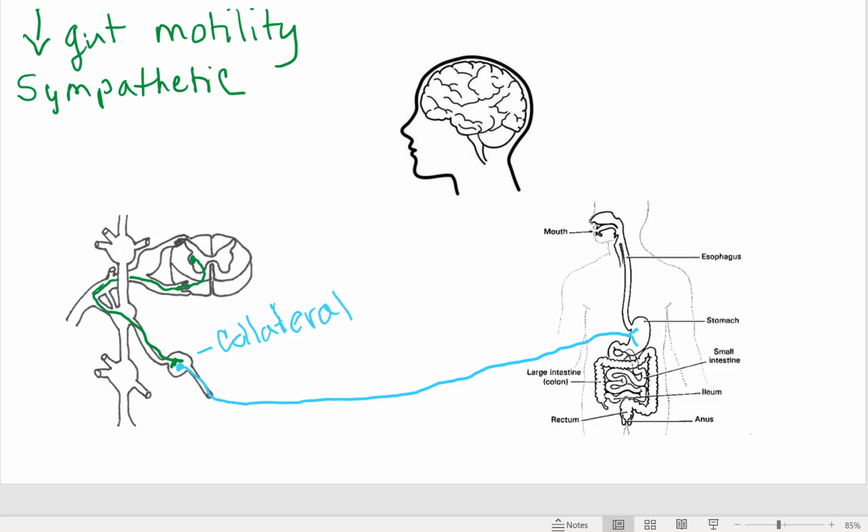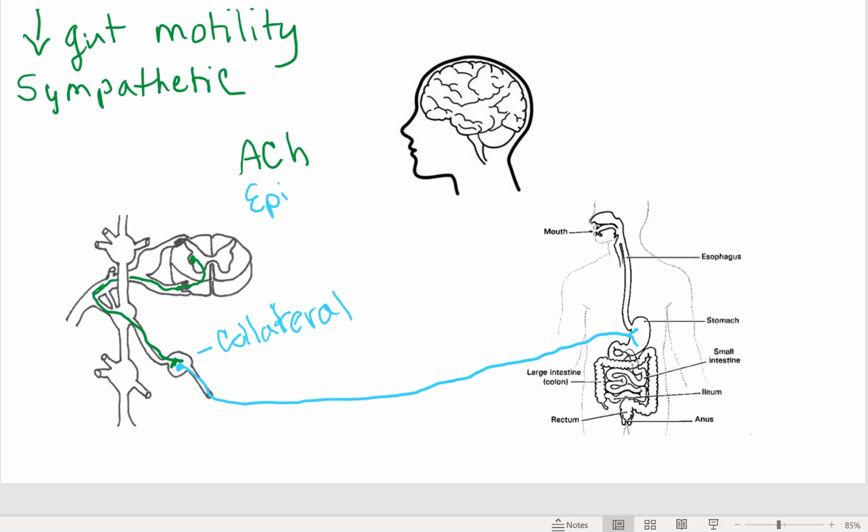Now, also on your exam, you should be ready to identify what neurotransmitters are released from the preganglionic fiber and the postganglionic fiber. So the preganglionic fiber would release acetylcholine. I'm going to write that in green. And the postganglionic fiber would release epinephrine. And I'm writing that in blue, just so you know which neurotransmitter goes to which fiber.